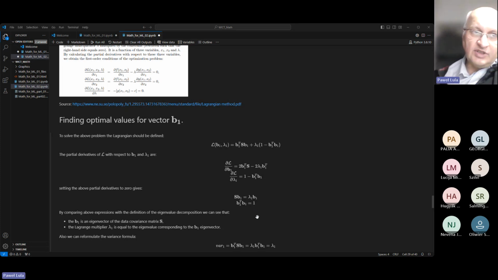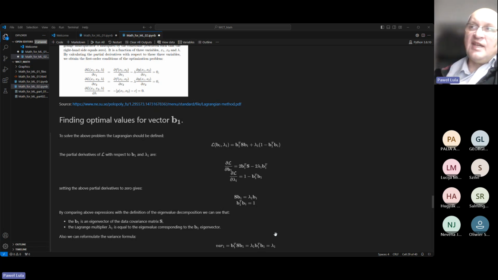You remember the first element which we have discussed today. It was about eigenvectors and eigenvalues. You remember this definition: A multiplied by V is equal to lambda multiplied by V. And here we see a very similar expression. But instead of A, we have S. Instead of V, we have B1, and here B1. And instead of lambda, we have lambda 1. So it is the same form of notation.